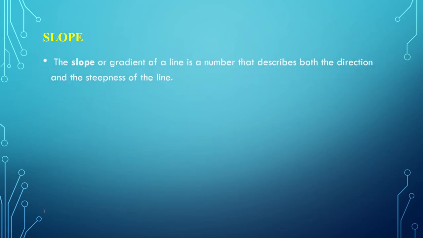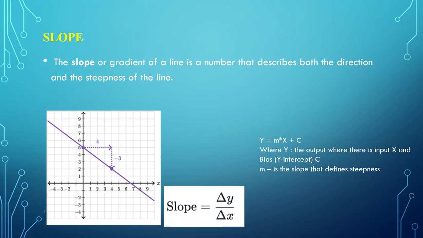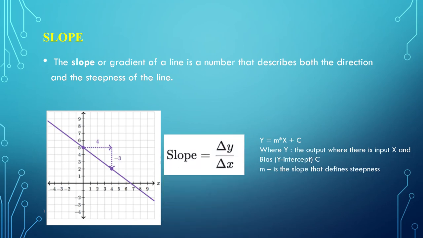And the last term we are talking about is the slope. The slope is also known as the gradient of a line. It describes the direction and the steepness of the line. Slope is identified by the ratio of change in the y-axis with respect to change in the x-axis. We fit the straight line with our well-known straight line formula, that is y equals mx plus c, where m is the slope and c is the intercept.